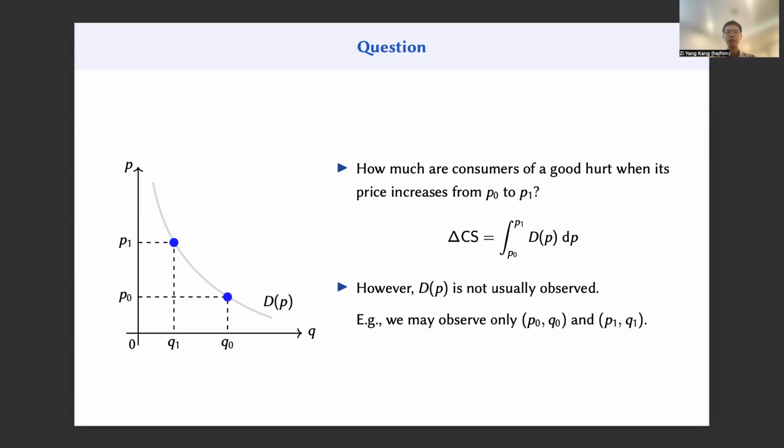For instance, we might be interested in evaluating the impact of a tax on consumers. In that case, we can observe only P0Q0, the point on the demand curve before the tax was imposed, and P1Q1, the point on the demand curve after the tax was imposed.